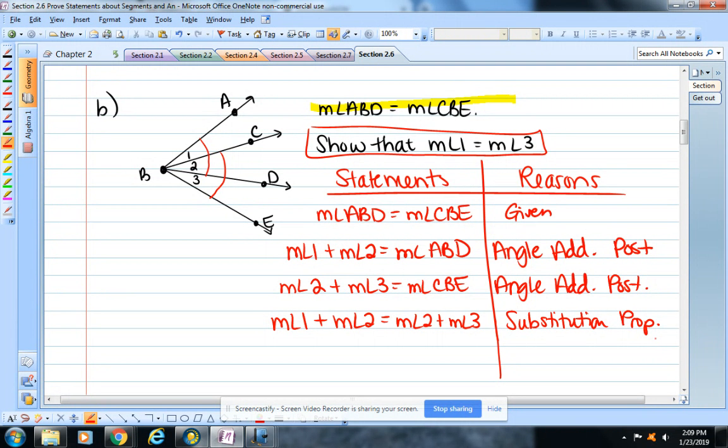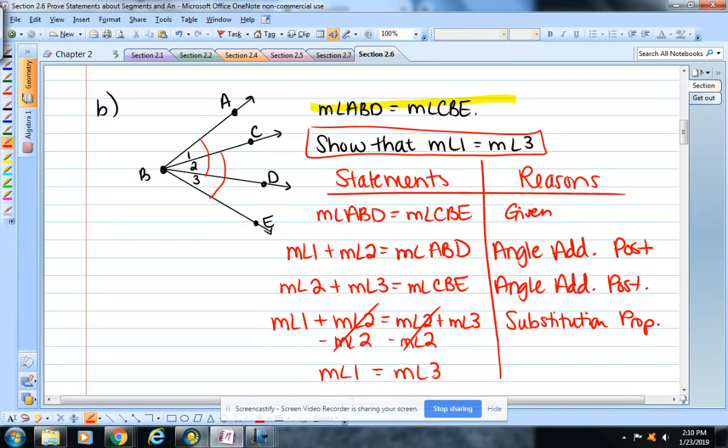All right, now look real careful. What do I have on both sides of the equals? Measure of angle 2. So if I subtract that on both sides, what happens? They cancel out, don't they? And I can do that because it's an equation and I can do the same thing on both sides of an equation, right? So I subtracted it on both sides. So they cancel out. Now I'm left with the measure of angle 1 equals the measure of angle 3.